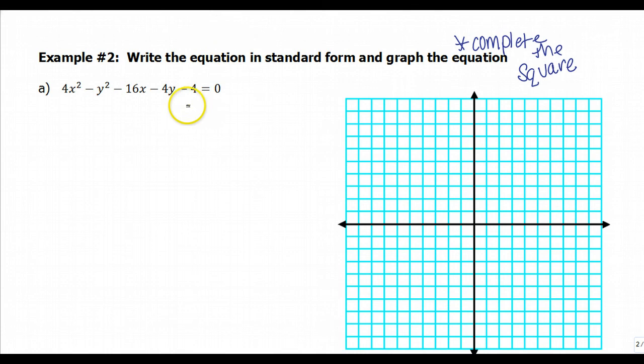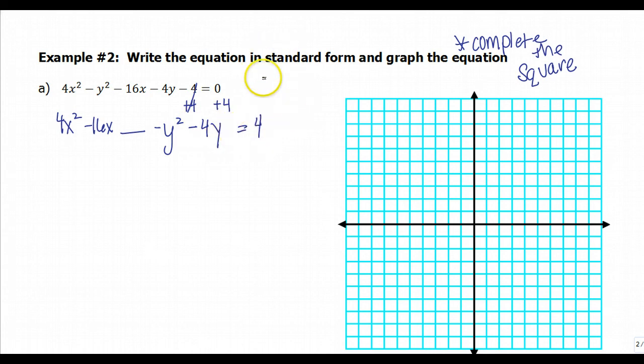So the first step in completing the square is to move your constant term to the other side. And then I'd also like to regroup the x's with the x's and the y's with the y's. So I'm going to write 4x squared minus 16x. And then I'm going to leave a space because I know I'm about to complete the square. Then I've got minus y squared minus 4y equals 4.